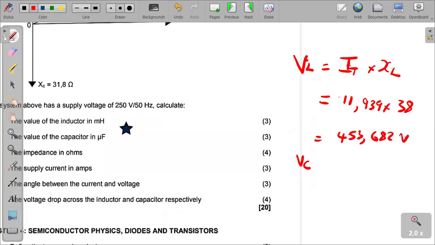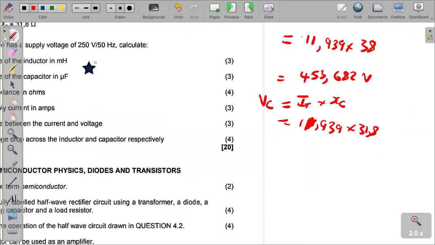Then calculate VC. It's going to be IT again, multiplied by XC. So 11.939 multiplied by 31.8. That's going to give us 379.660 volts. That marks the VC. Okay, so we go to question number 4.